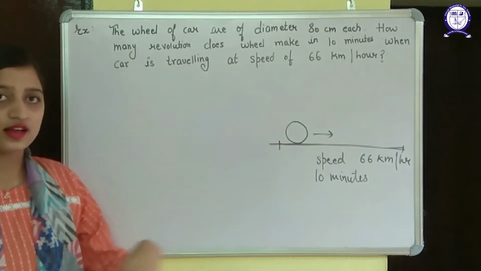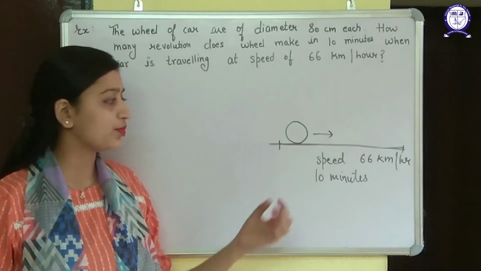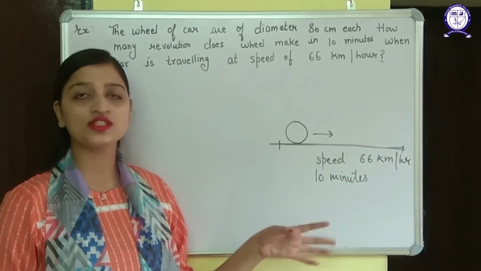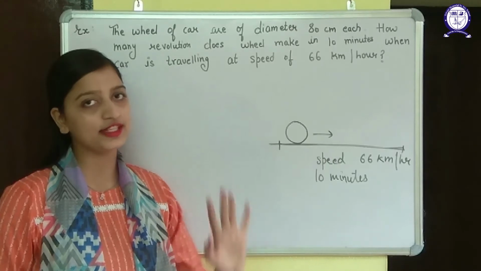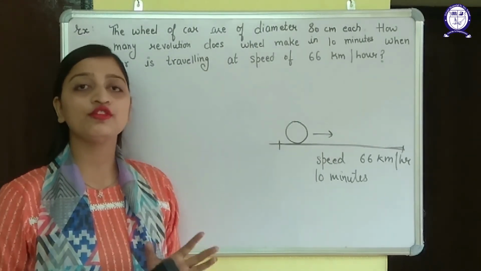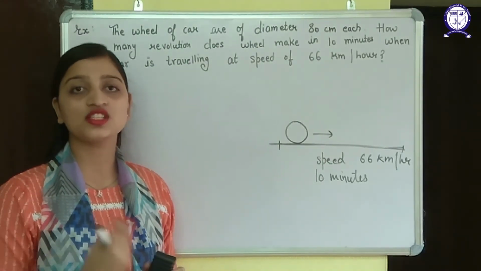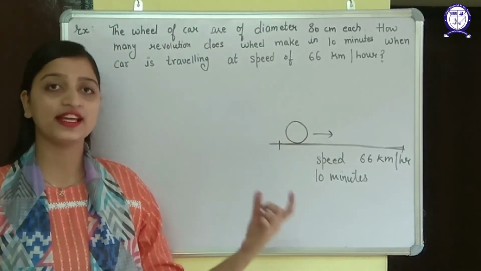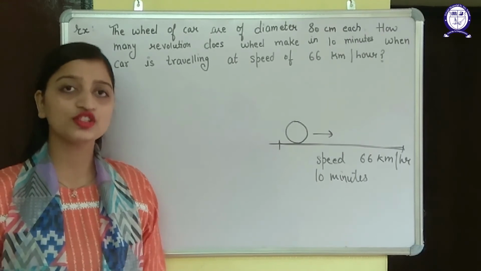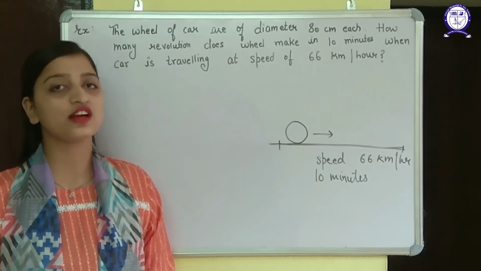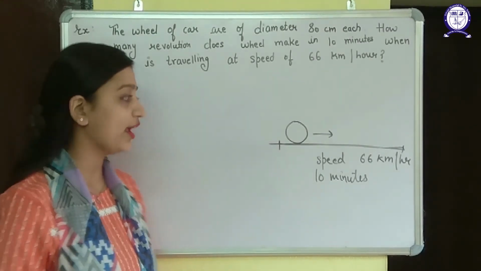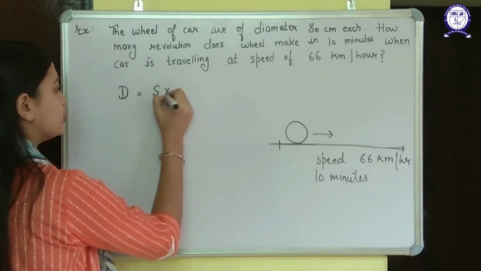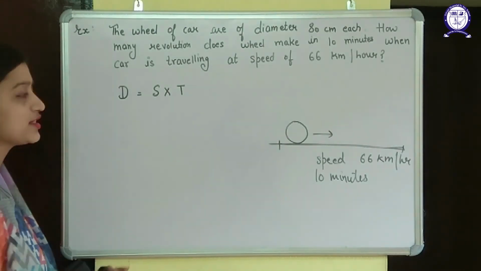Okay, a car is traveling at a speed of 66 km per hour, and suppose the car stops somewhere after 10 minutes. We need to find how many times the wheel revolves when it covers a certain distance in 10 minutes. So first of all, we will find the distance covered by the car. Distance is speed into time. This is the formula for distance.